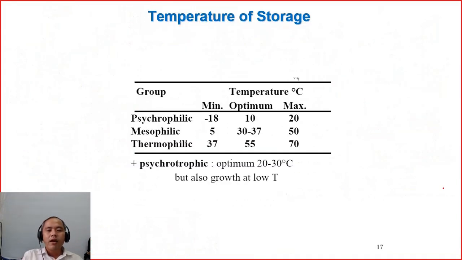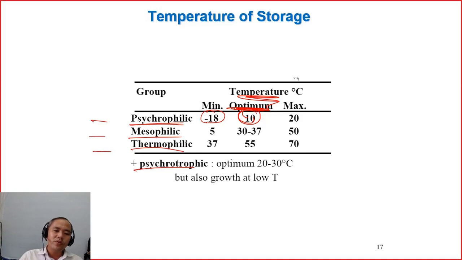Good. And so when we relate the temperature with microbial growth, we can divide the microorganisms into a number of groups. We have psychrophilic group, mesophilic group, thermophilic group, and another group here. What is psychrophilic? Psychrophilic is a group of microorganisms which love to live at low temperature. So the optimum temperature for growth is around 10. They love to live at this condition. And the minimum temperature for them to grow is minus 18. The maximum is 20 only.